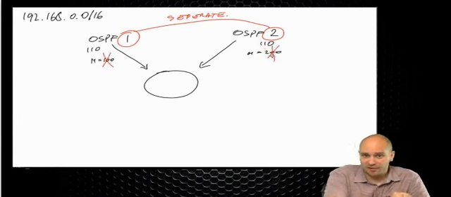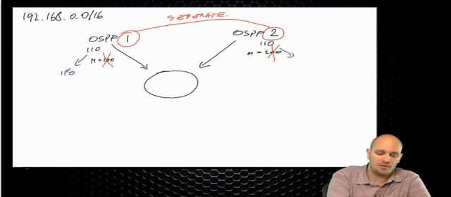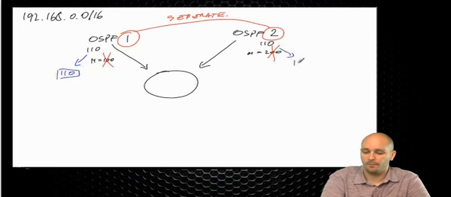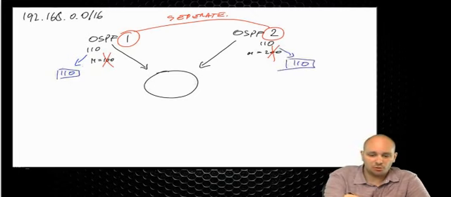in this case, the metrics cannot be compared. So what can be compared? Well, what we can compare is the original admin distance. Well, the problem there is that the original admin distance is exactly the same. So this also won't help us make a determination.